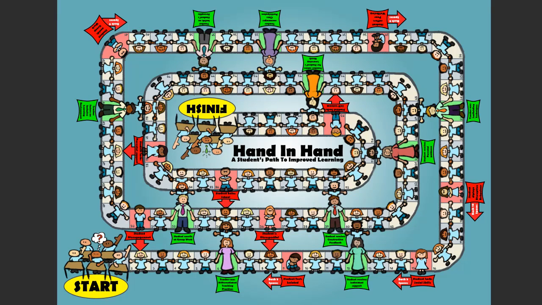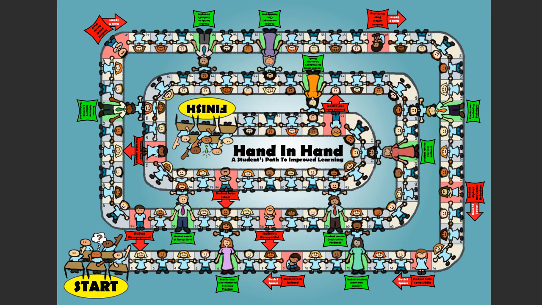Have you ever thought about teaching your students about the effects of low socio-economic status on their learning in a fun manner rather than just reading through a textbook? Is that a yes? Look no further. You can teach your students about the impacts of low SES on their learning outcomes by using our free resource that we've created. It's called Hand in Hand, a student's path to improved learning.